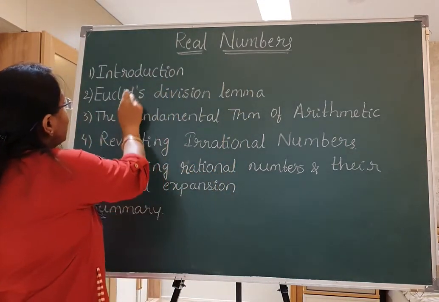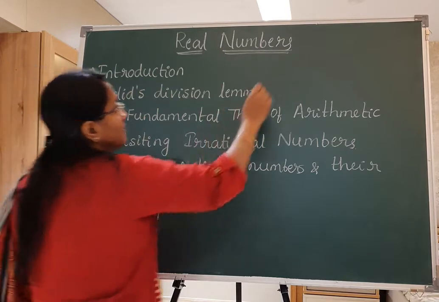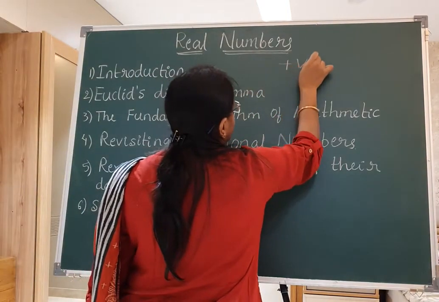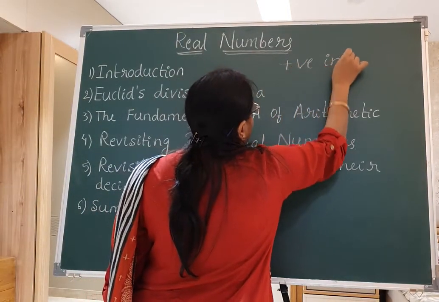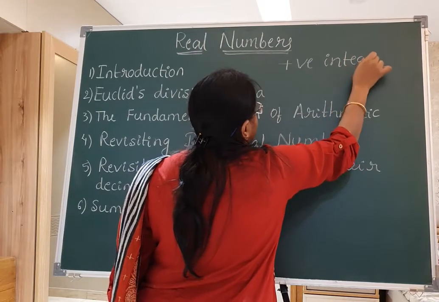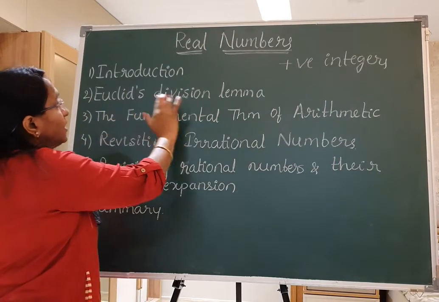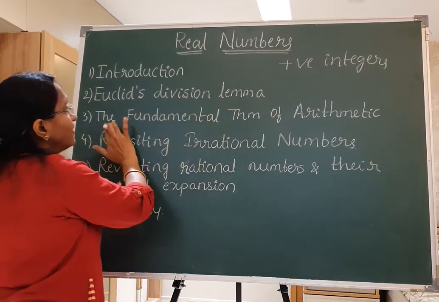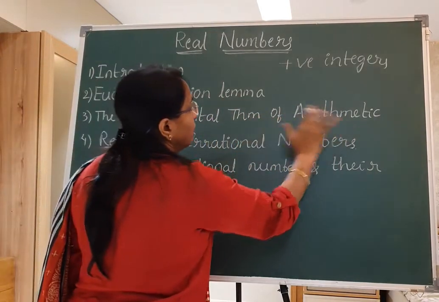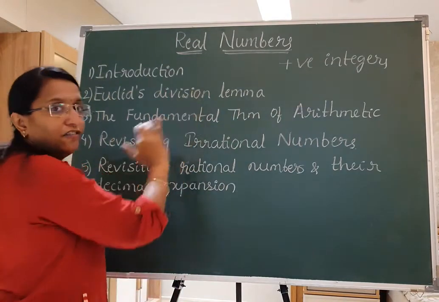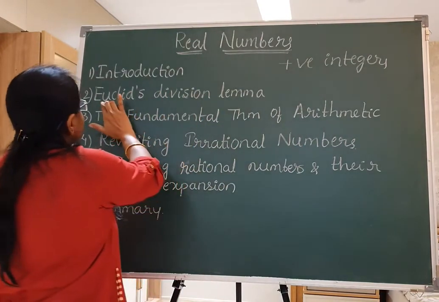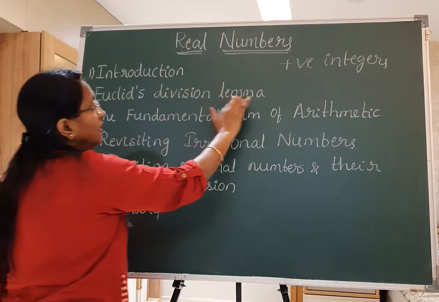So, in the introduction part, what will we be studying in this chapter? We are studying two important properties of positive integers. What are those important properties? One is Euclid's division lemma, the other one is the fundamental theorem of arithmetic. These two are very important. So let us consider Euclid's division lemma.